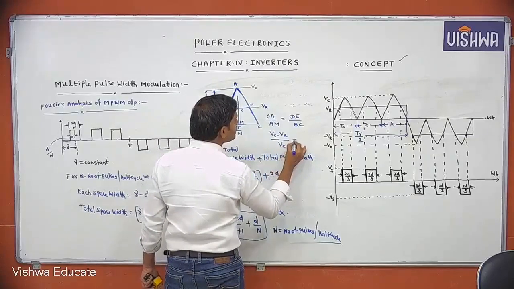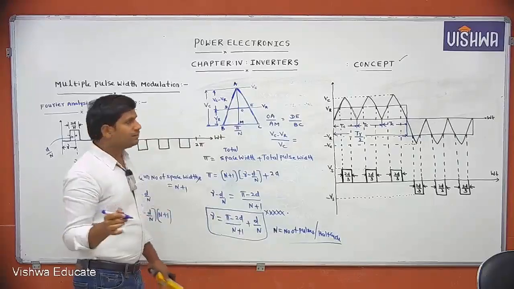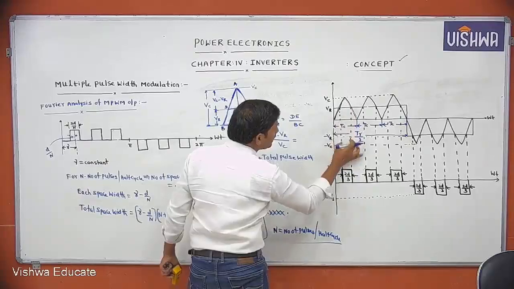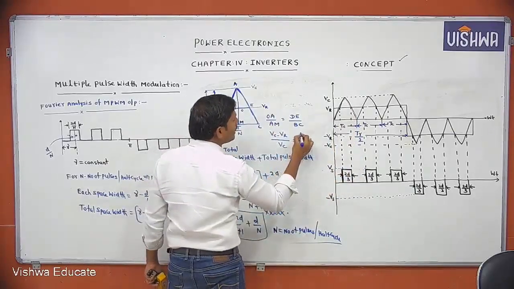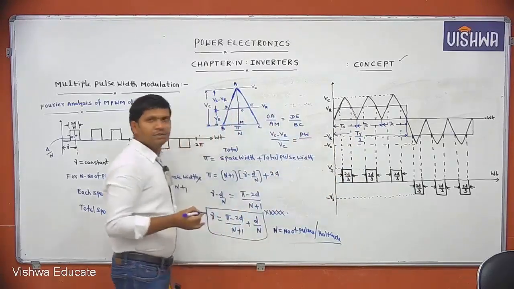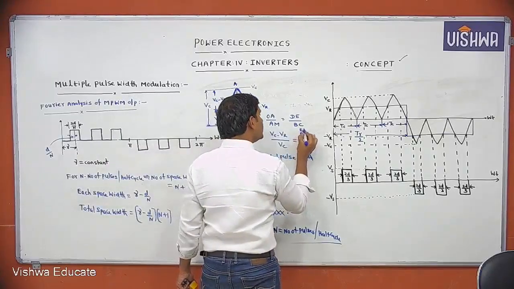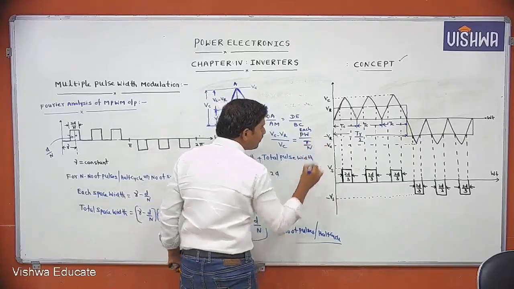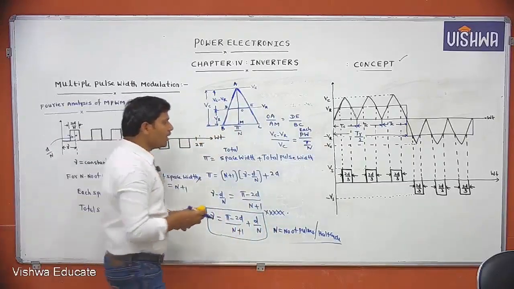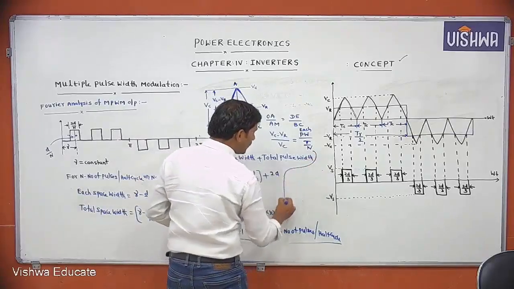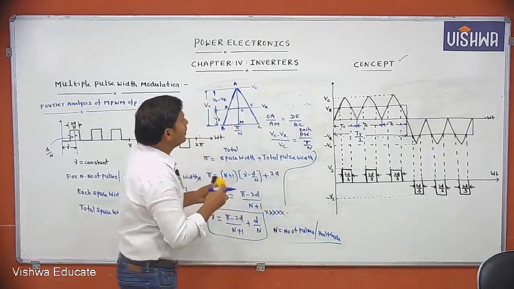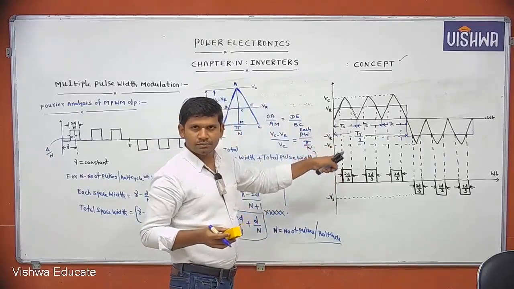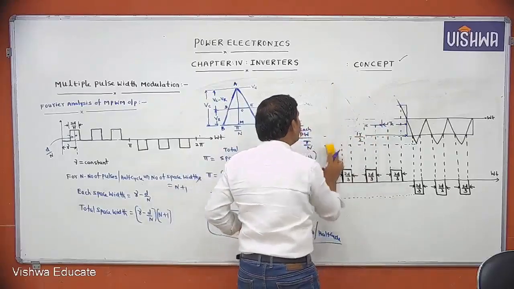What is DE? DE is nothing but the pulse width. This indicates each pulse width. Each pulse width by BC, which is pi by n. Now from this, tell me what is each pulse width. What is each pulse width equal to? Now I am calculating like this. Complete this. Then what is each pulse width, you tell me.